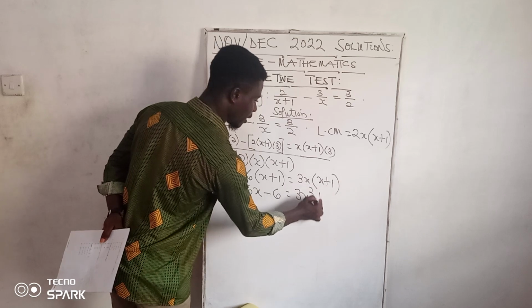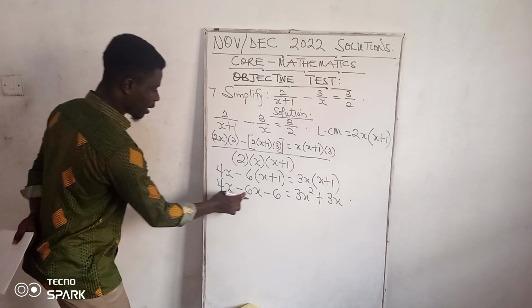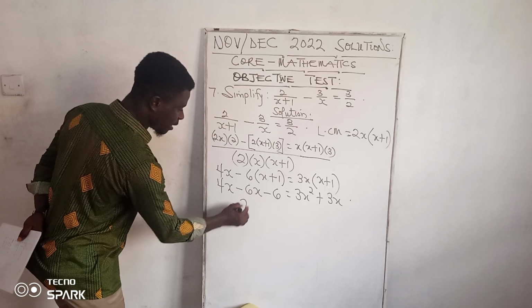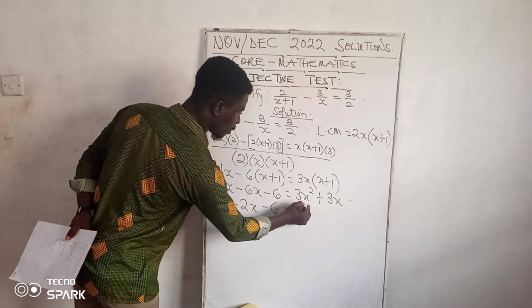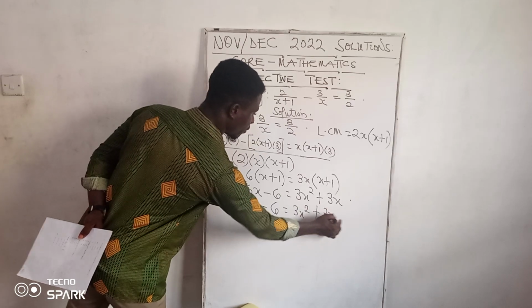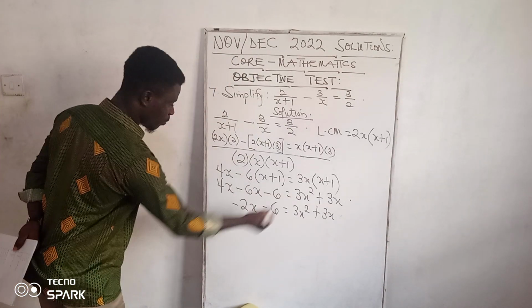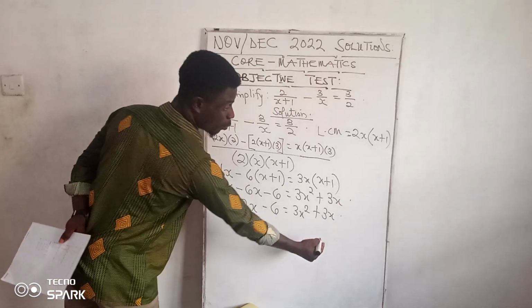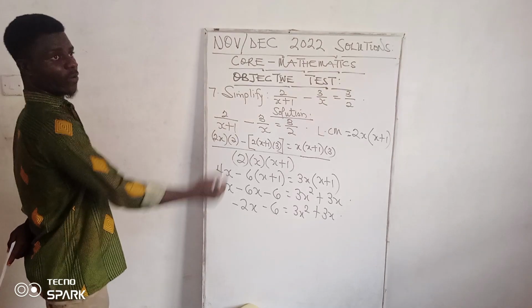Then this one, I get my 3x. Right. So now here, 4x minus 6x, I get what? Negative 2x minus 6 equals 3x squared plus what? 3x. Right. So we can group like terms. So when you group like terms, the whole of this, I'm transposing the two, or I'm transferring these guys to what? To the right hand side.